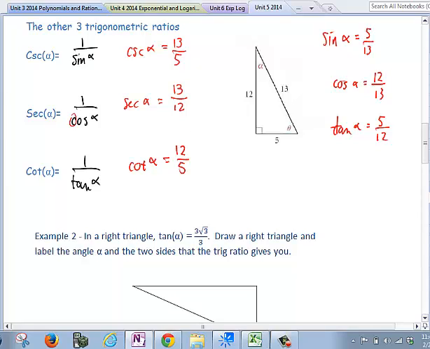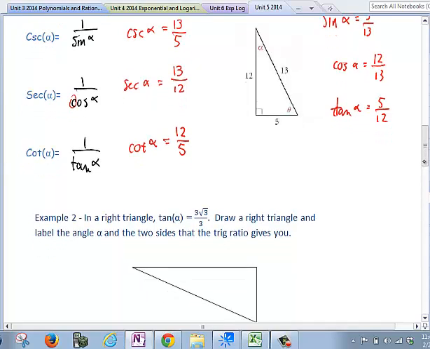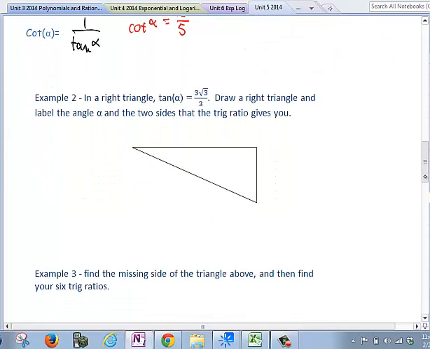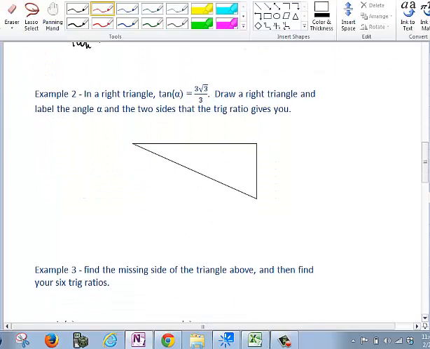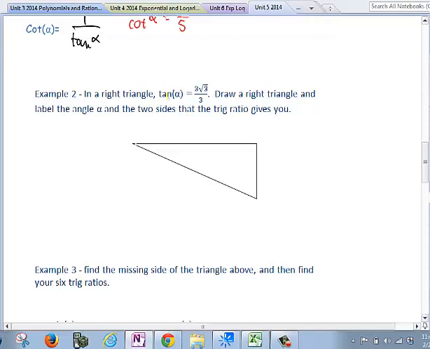So hopefully that helps you square that away. And there are a couple things I'll show you in class tomorrow that can also help you remember it. But this is one of the ways that a lot of kids in the past have really enjoyed working with this. Our next example brings us to another right triangle. This is one that I would also write down besides the ratios from before. They give us information about the tangent of alpha. Draw the right triangle and label the angle alpha and the two sides that the trig ratio gives you.